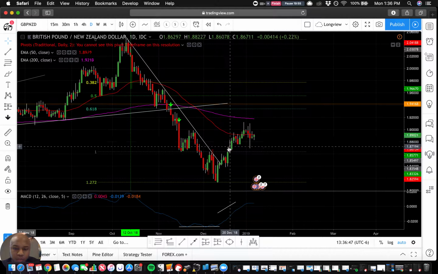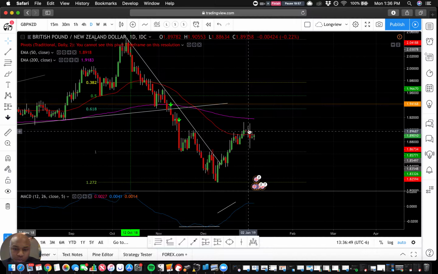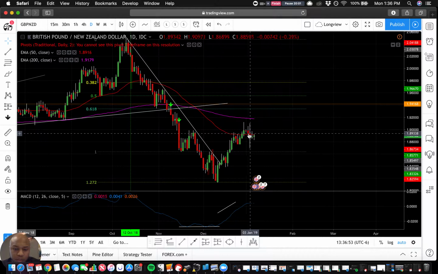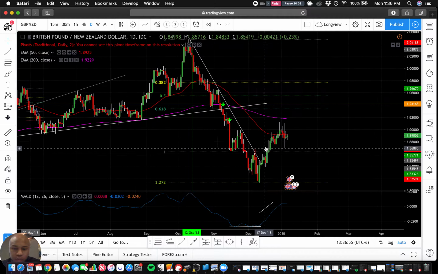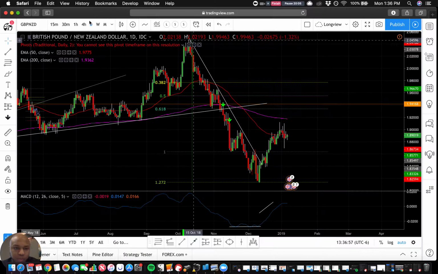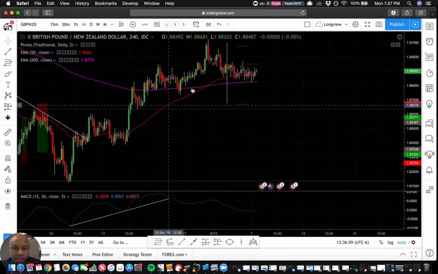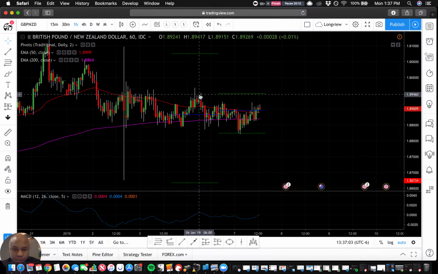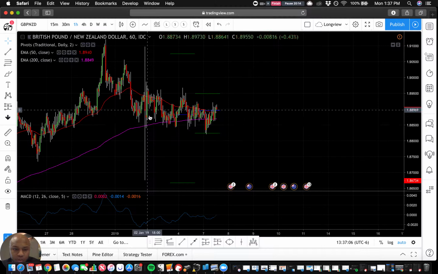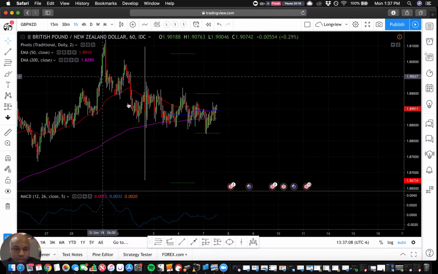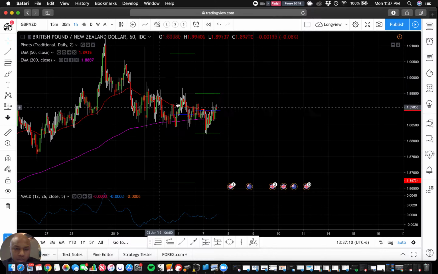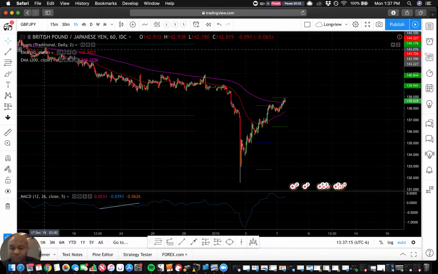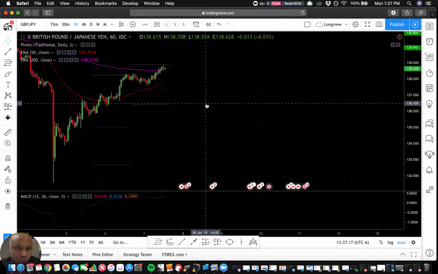You see how sideways this is? We broke this area, which is nice, but then we came back and went beyond it again. So I don't feel like the push is strong enough upwards. We're kind of sitting at the 50 EMA on the 4-hour, and then on the 1-hour, all this indecision for the past couple days. Yeah, it doesn't do anything for me. It doesn't do anything for me.